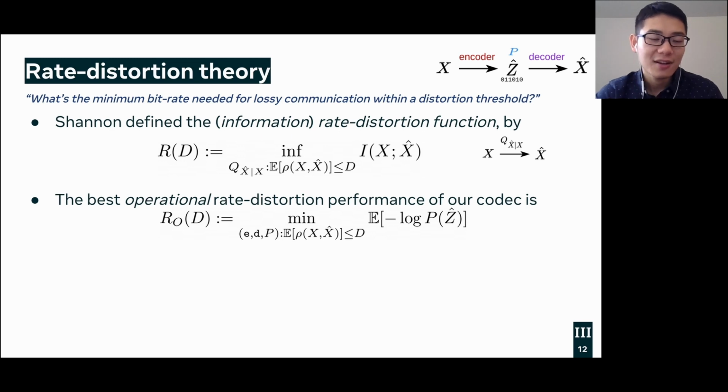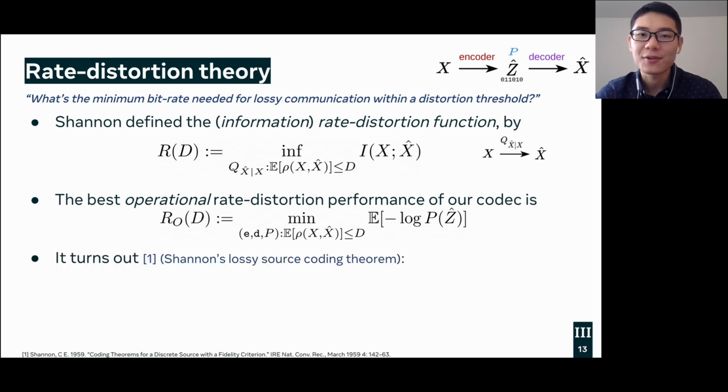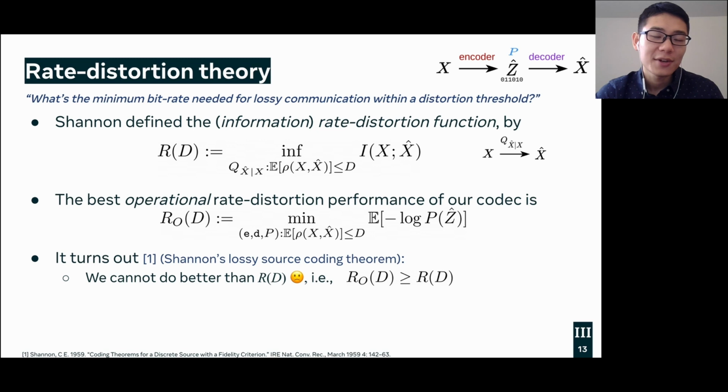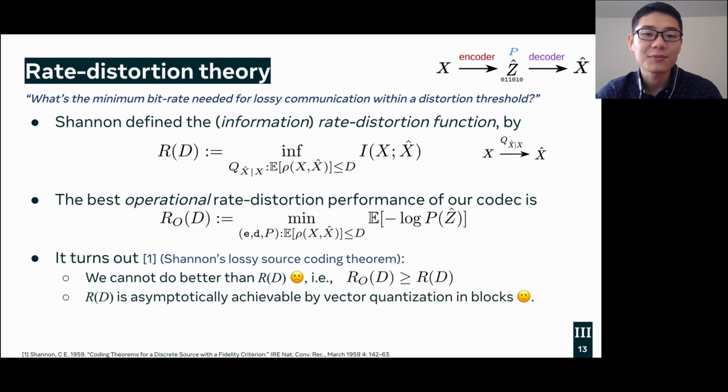And it turns out, as proven by Shannon, that the operational performance of our codec can never be better than the rate-distortion function. But on a more positive note, the rate-distortion function is also achievable by compressing multiple data samples together in increasingly long blocks using vector quantization. So combining the above, the rate-distortion function gives us the best achievable performance of lossy compression by any algorithm as measured in rate and distortion.